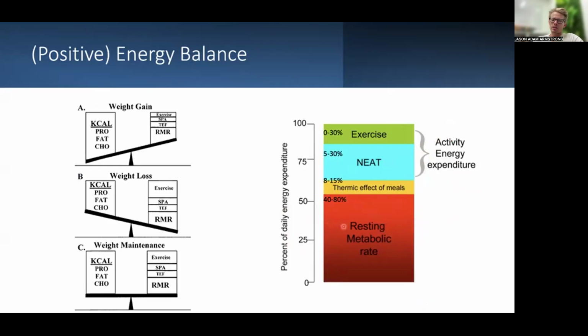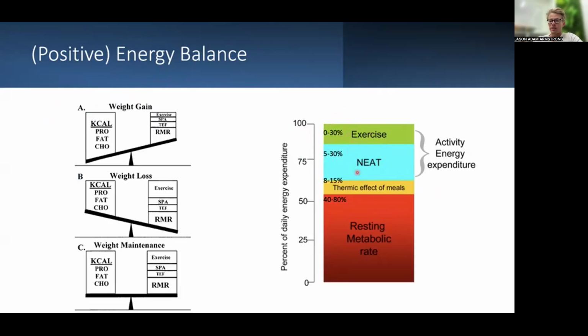So resting metabolic rate takes up anywhere from 40 to 80% of your daily energy expenditure. The thermic effect of meals is about 8 to 15% of your daily energy expenditure. NEAT is 5 to 30% of your daily energy expenditure, and exercise is 0 to 30%. Now, you can see those are pretty big ranges. Some people don't exercise at all, so that's not going to contribute to their energy expenditure.